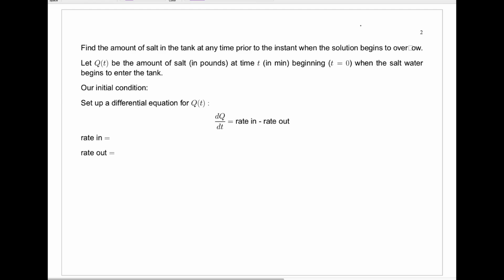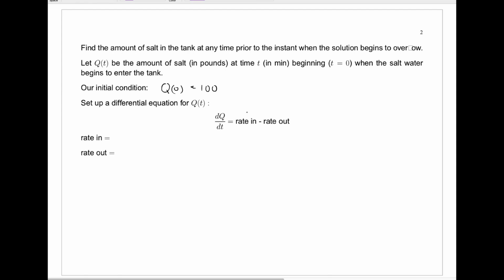In terms of our function Q, that will be the initial condition that Q of 0 is 100. And now I'm going to stop writing down units because we know this will have to be in pounds and the time t will have to be in minutes. We want to set up a differential equation that the function Q must solve. dQ/dt, that's the rate of change of Q, must be the rate that salt comes in minus the rate that the salt goes out.